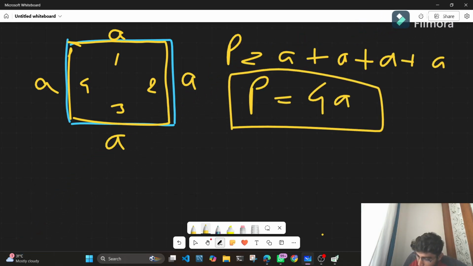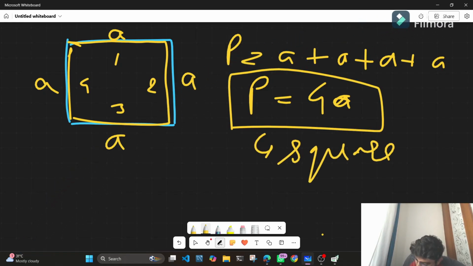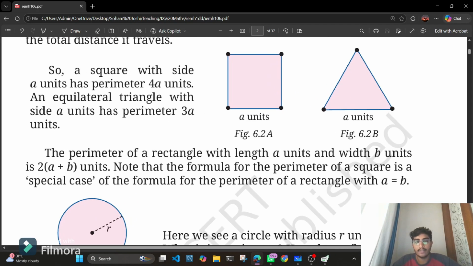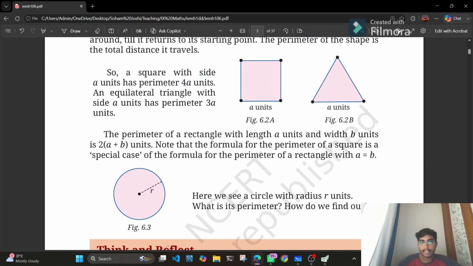Therefore, we get the formula for the perimeter of a square of any side A. A can be anything. It could be 1 foot, 2 feet, even 1 meter, 2 meters, anything. So this is the formula for the perimeter of a square. I need to add the sides, and a square has four sides, all of them equal. So the perimeter becomes four times the side. I think that is understood.